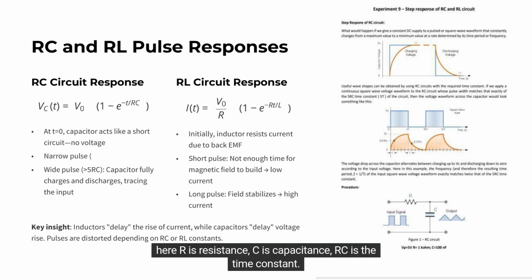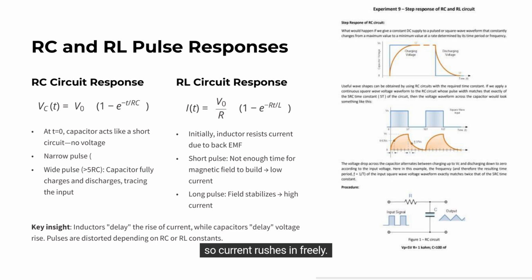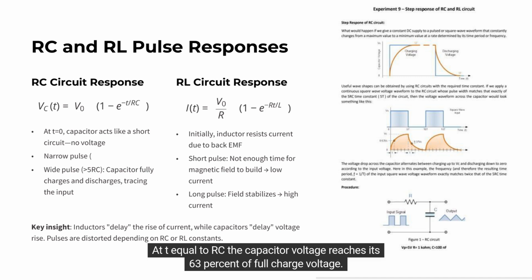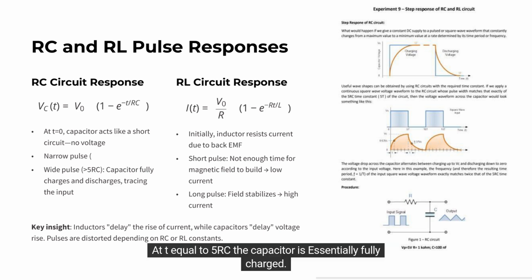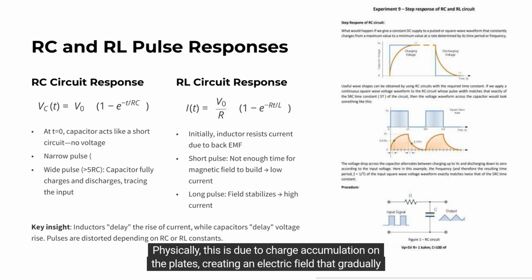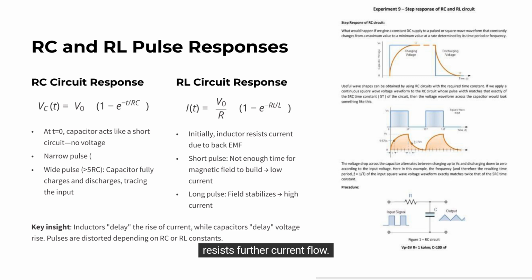Here, R is resistance, C is capacitance, RC is the time constant. The time constant tells us how quickly the capacitor charges. At t equal to 0, the capacitor initially behaves like a short circuit, so current rushes in freely. At t equal to RC, the capacitor voltage reaches 63% of full charge voltage. At t equal to 5 RC, the capacitor is essentially fully charged. Physically, this is due to charge accumulation on the plates, creating an electric field that gradually resists further current flow.